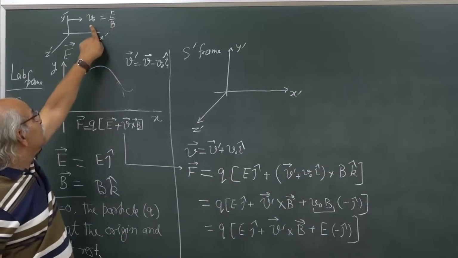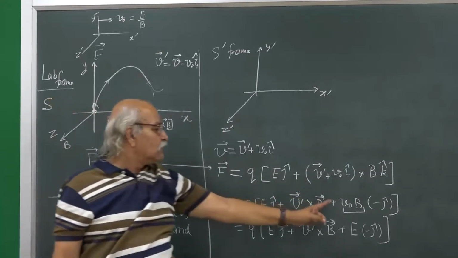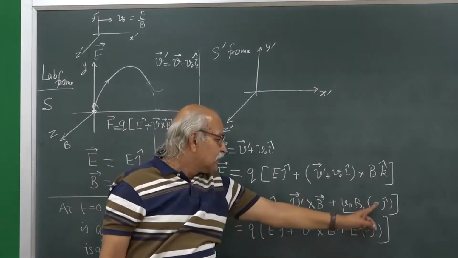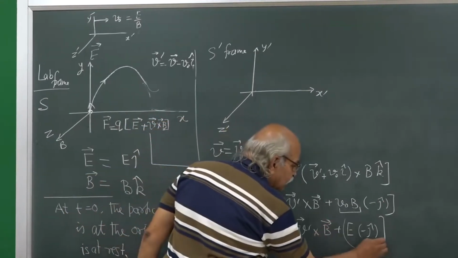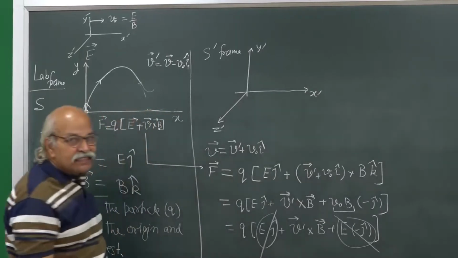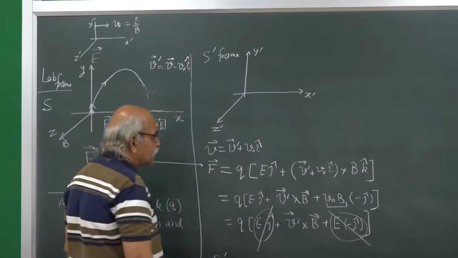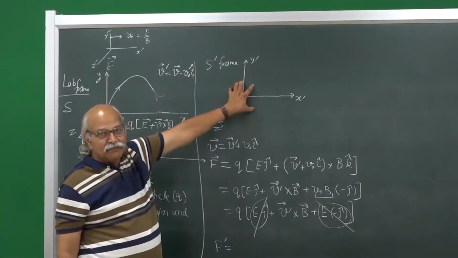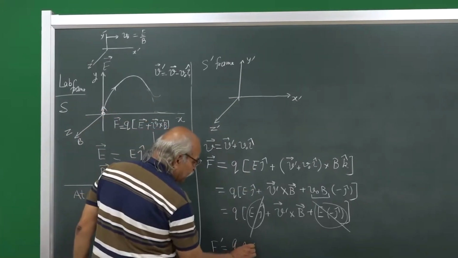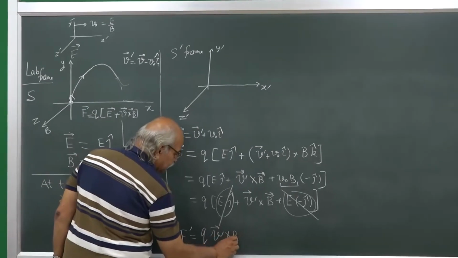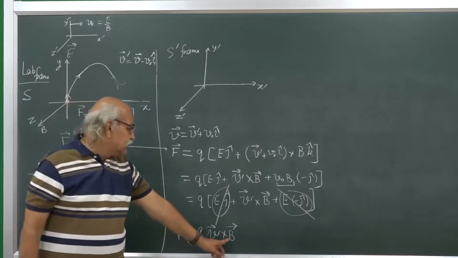Alright, V naught is capital E by B, so V naught into capital B is capital E, and minus j cap. And this E j cap cancels with this E minus j cap, and therefore the force on the charged particle in this S prime frame is equal to Q V prime cross B. This B is the same as this B.